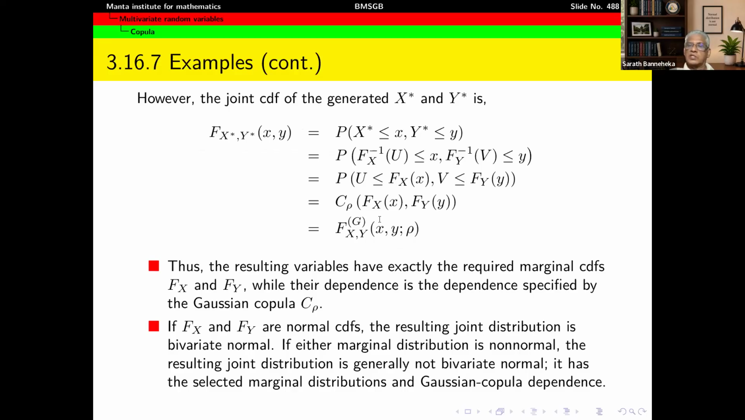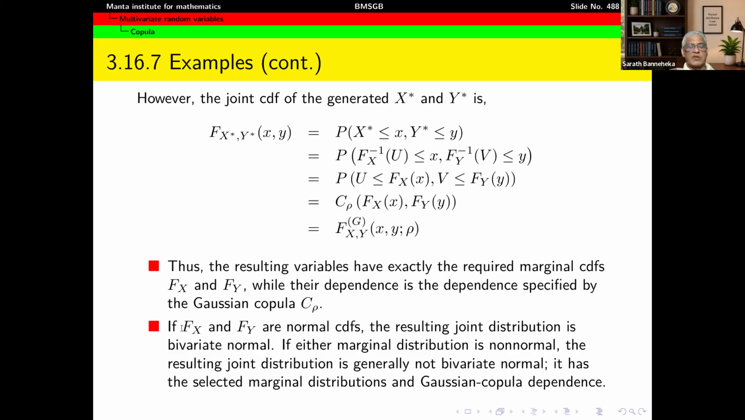This is the joint distribution generated or prepared through the Gaussian copula. Right? That is not exactly equal to the actual joint CDF of x and y, but anyway, it is a joint CDF. So the resulting variables have exactly the required marginals of x and y, while their dependence is the dependence specified by the Gaussian copula C rho.